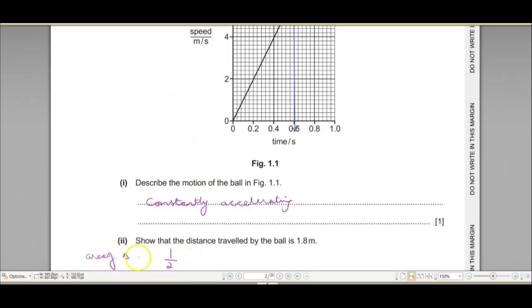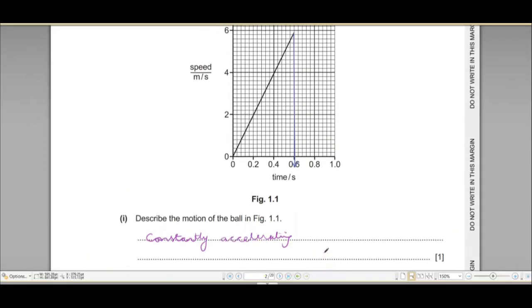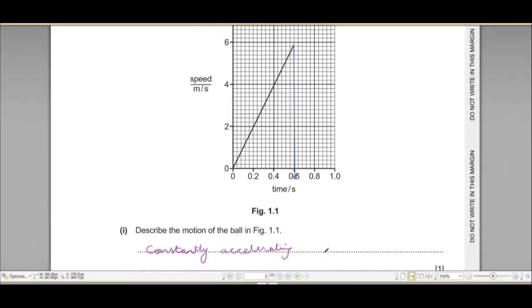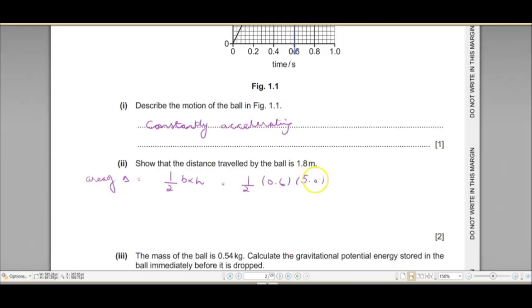So area of triangle is equal to half base into height. That is half, the base is 0.6 and the height over here is 5.8. So we are going to write that down and then calculate it, and we get the answer to be 1.74, which can be rounded off to 1.8 meters. So yeah, it's the same.